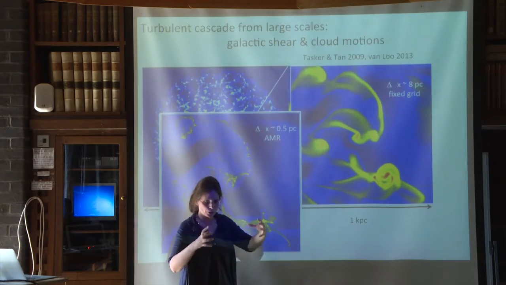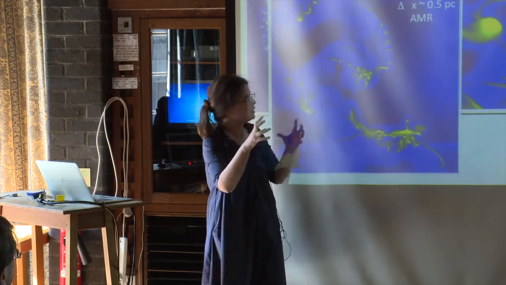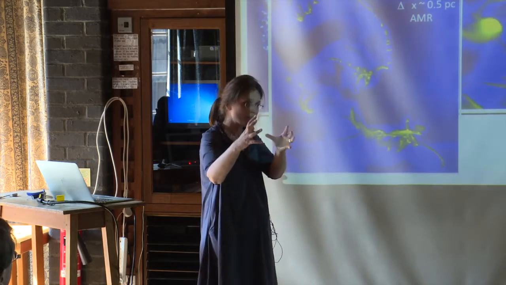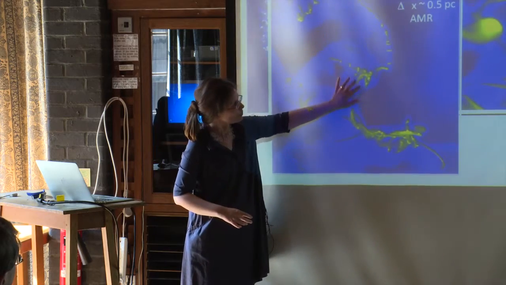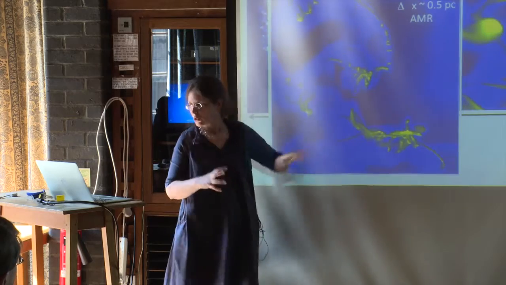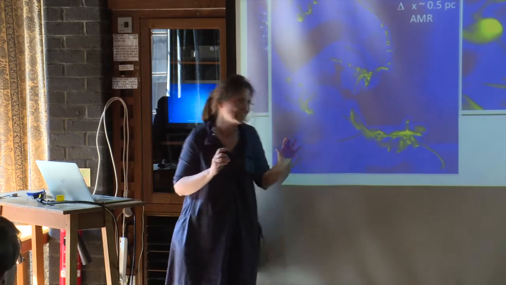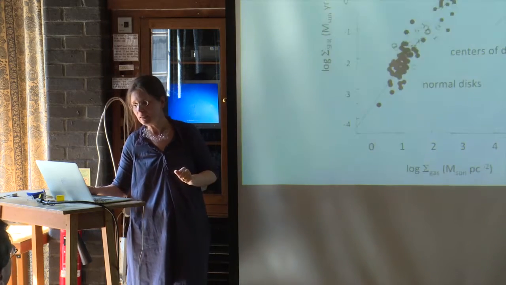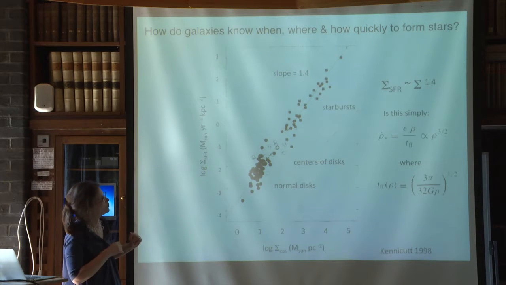non-symmetric structures, which are gravitationally interacting in this differentially rotating disk, can transfer some of their kinetic energy, and this energy cascades to give some kind of fragmentation, a turbulent structure interior to these molecular clouds. So there are mechanisms other than the obvious to drive turbulence in these clouds. My question for my talk was, how do galaxies know when, where, and how quickly to form stars?